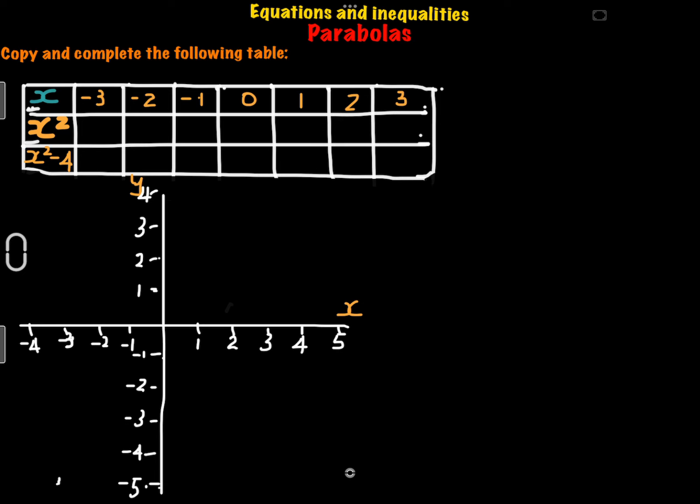Today we are looking at equations and equalities, and we are specifically looking at parabolas. We need to copy and complete the following table. Suppose we are given the following table. The values of x are -3, -2, -1, 0, 1, 2, and 3. And in this case, we are told that y is equal to x squared.